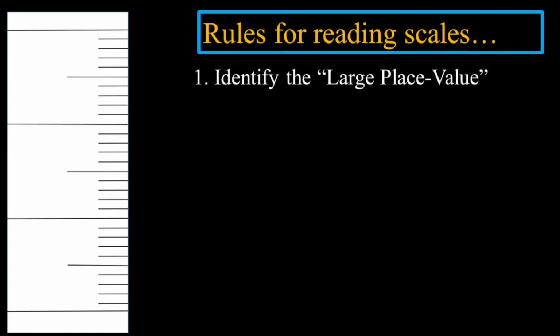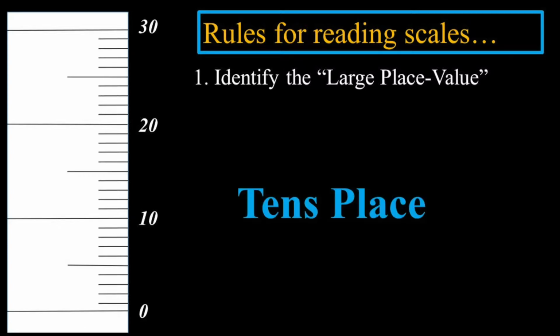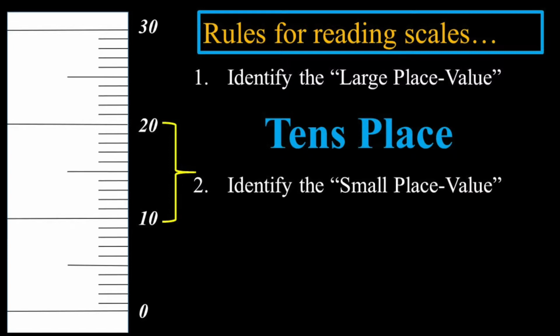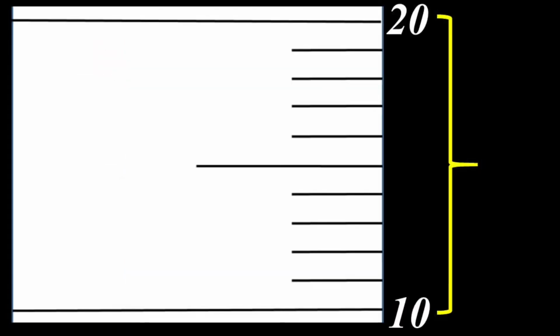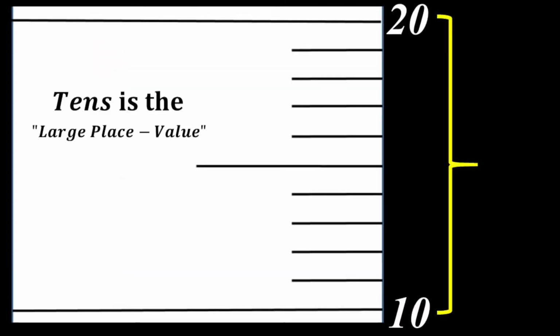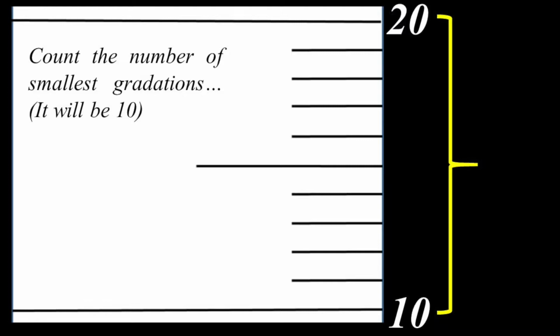You want to identify the large place value. The large scales are going to be 0, 10, next will be 20, and then 30, etc. So that'll be tens place. That's the place value that it represents, tens place. Now identify the small place value, and that's going to be count the number of smallest graduations. It'll equal 10. So you're simply going to count them. Tens is the large place value, and then count the number of smallest graduations. It will be 10. But you go 0, then 1, etc., and you'll get 10.